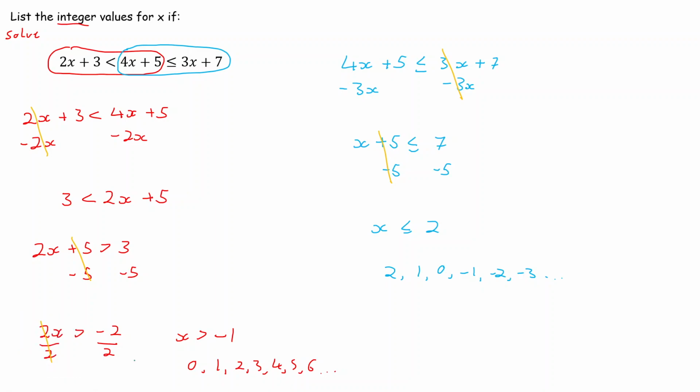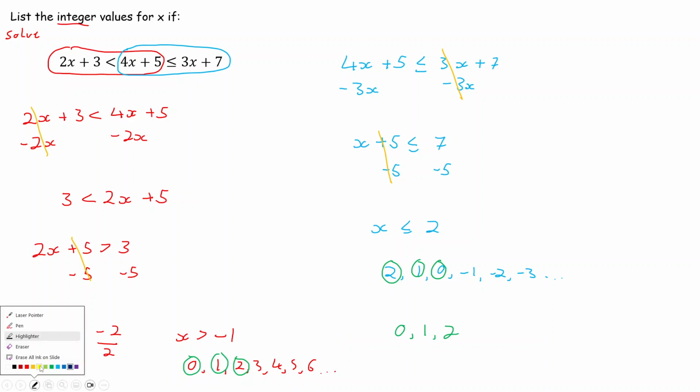So we're just seeing now, in both of our lists, which numbers can you see appearing in both? Well, I can see a 0 and a 0. I can see a 1 and a 1. And I can see a 2 and a 2. And everything else, 3, 4, 5, 6, is not common with these two. So my integer values for x here are going to be 0, 1, and 2. And that is my answer for this question. Let's highlight it in yellow.